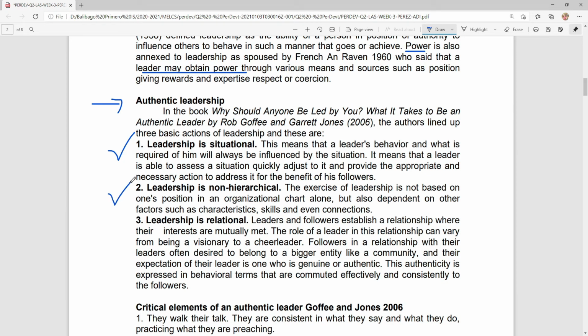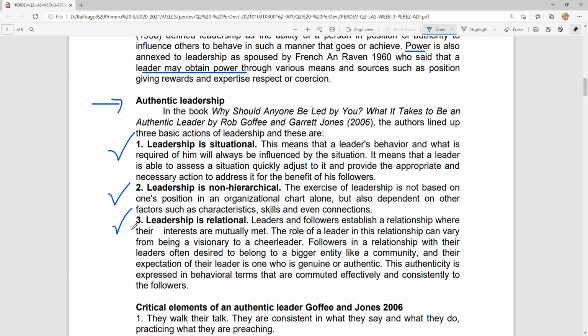Number 2, leadership is non-hierarchical. The exercise of leadership is not based on one's position in an organizational chart alone, but also dependent on other factors such as characteristics, skills, and even connection. It is non-hierarchical. It is not based on the position itself, but from characteristics, skills, and even connections.